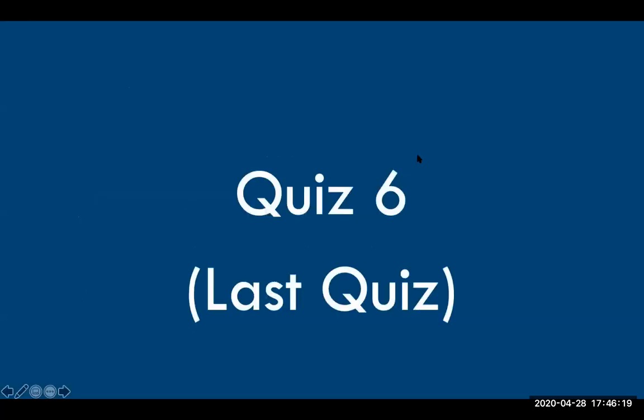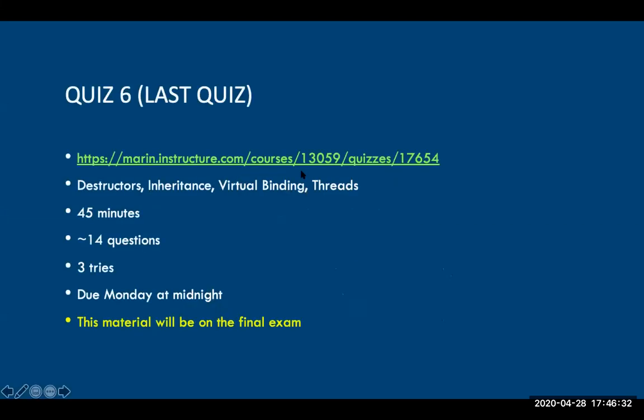Our last quiz is going to be quiz 6, and that's got about 14 questions. They're out there now. Those will, of course, all be on the final exam. There's the link for that. It covers destructors, inheritance, and the virtual binding topic that we talked about, which I know sort of seemed like it came and went pretty quick, but it's one that I would like you to know. Everything else is the usual.